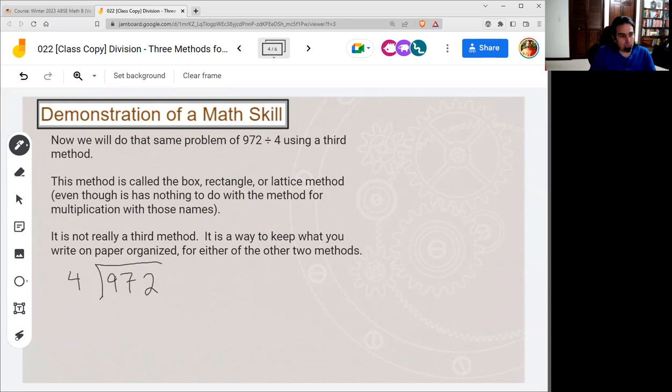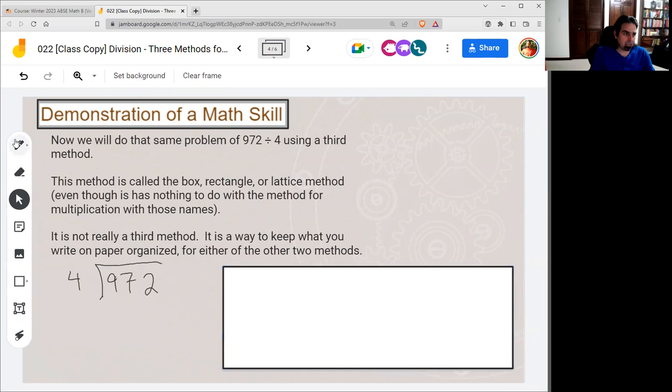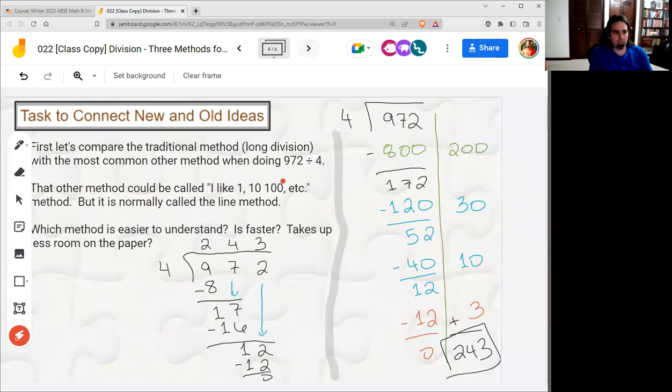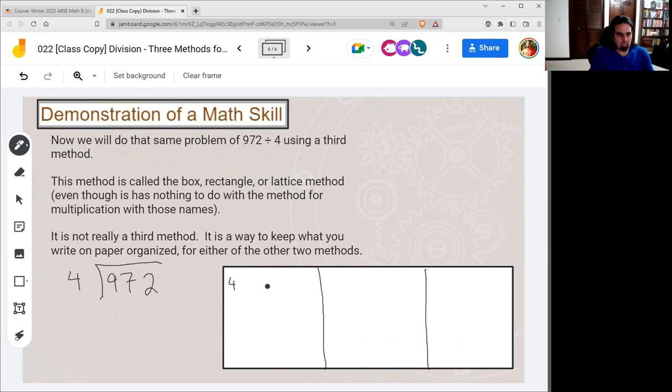Make that look a little curved. Okay. I'm going to take my box, and I'm going to make it have as many digits as the big number. So it's like there's a 9, a 7, and a 2. But now I'm going to do something that's like the colors on my line method. So I'm going to start with how many times 4 goes into 972, 100 at a time. That's my hundreds box.